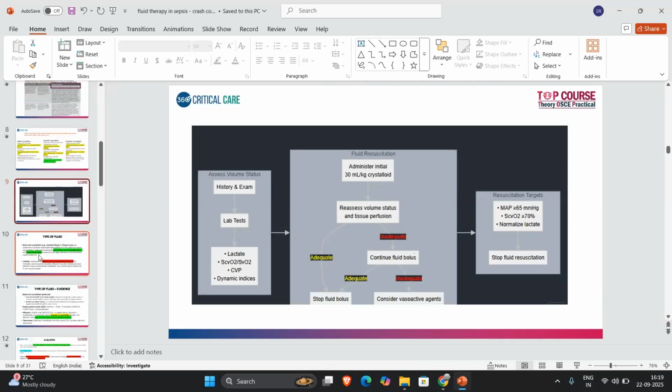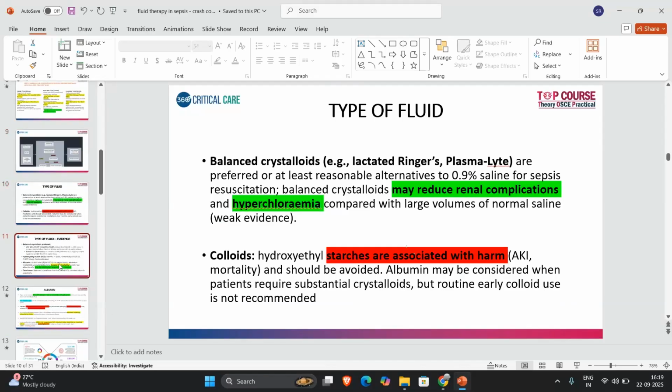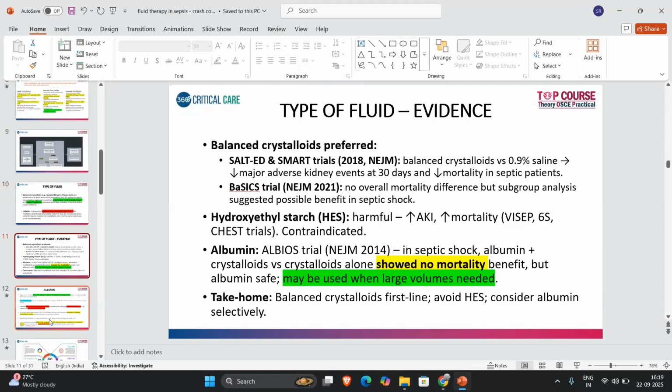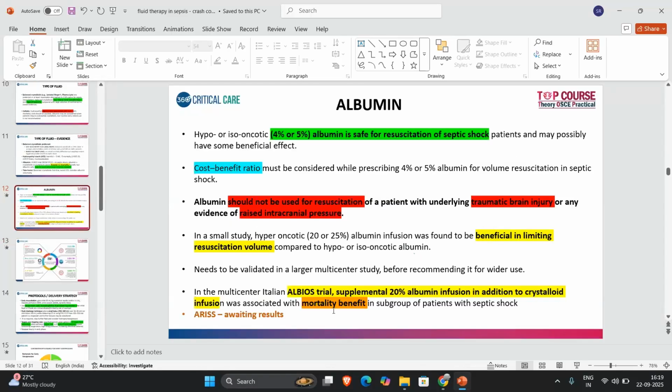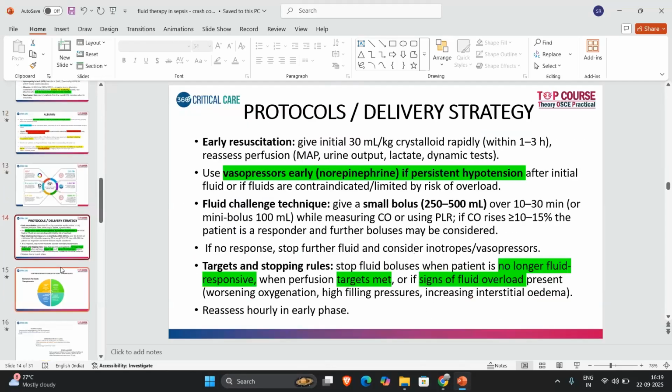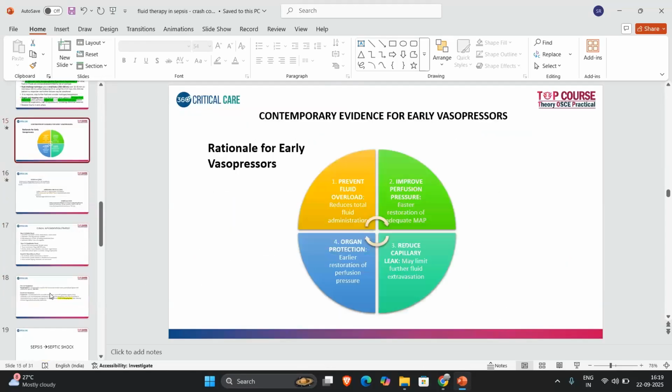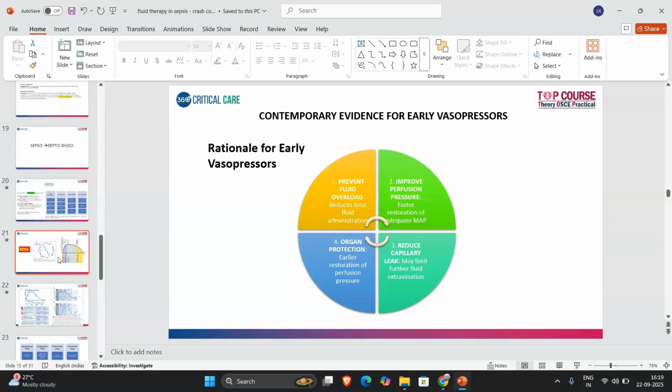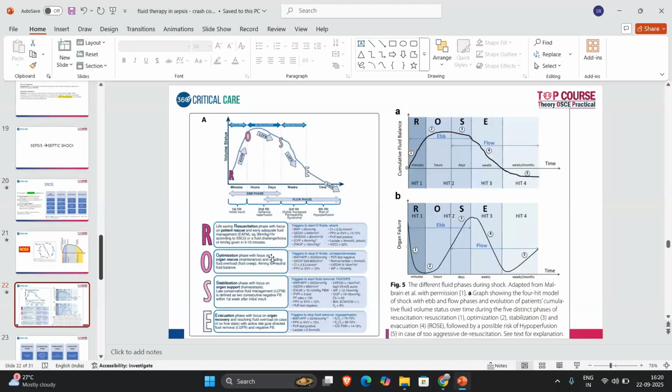Again, write a small paragraph on type of fluid. What is the choice and what are the trials? Again, albumin, no major benefit as of now in terms of mortality. Probably it reduces the risk of AKI. A protocolized approach is what you want. Early vasopressor therapy. When you are talking about protocolized therapy, you can talk about the ROSE concept. Remember ROSE, four hits, four stages: early adequate fluid management, late conservative, late goal-directed fluid removal, and then volume evacuation. So this is what you need to remember.